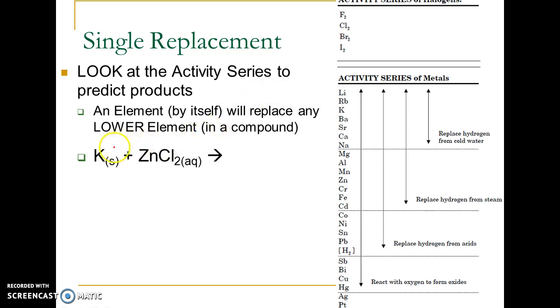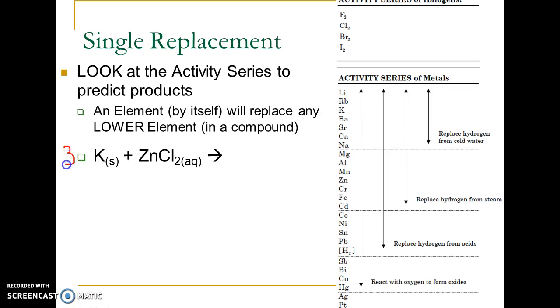Here's number 1. We have potassium plus zinc chloride, and I want to predict the product for this. First of all, I know it's a single replacement reaction because I have potassium by itself. Since I have potassium by itself, I have to decide what type of chemical reaction this is. I'm looking in my reference table at the single replacement category, and this appears to be a 3A. This is a metal-metal replacement.